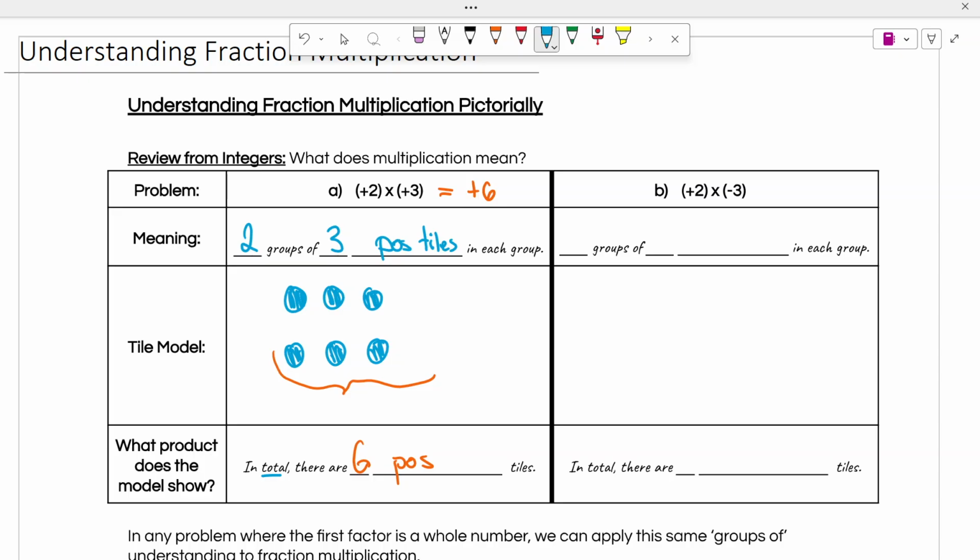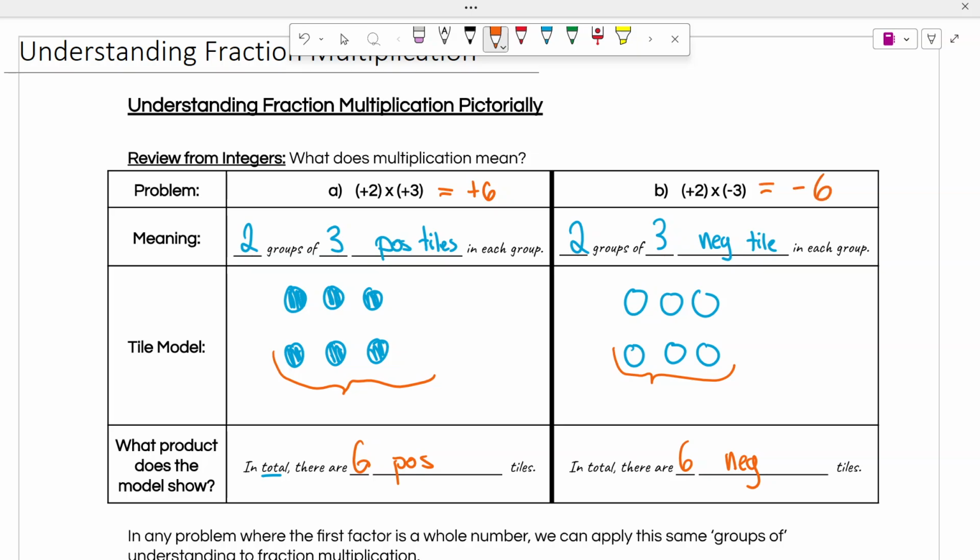Now in integers, we also deal with what happens if we have a negative second integer, and we can interpret it the same way. We still have two groups from our first factor, but in this case, there are 3 negative tiles in each group. Here's one group of 3 negatives. Here's a second group of 3 negatives. And in total, altogether, we have 6 negative tiles. We therefore could say that our product is negative 6.